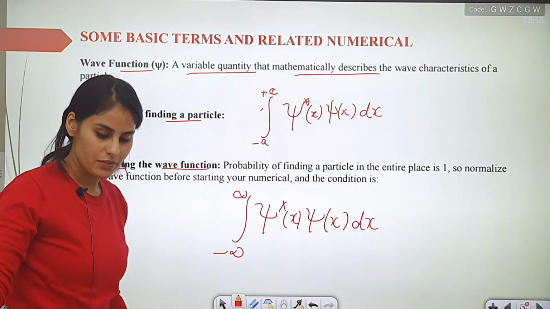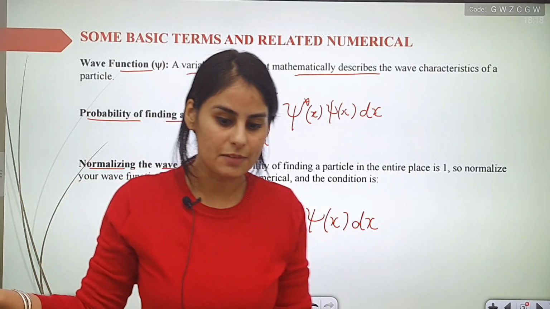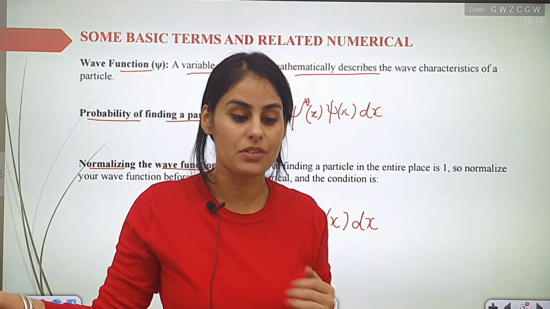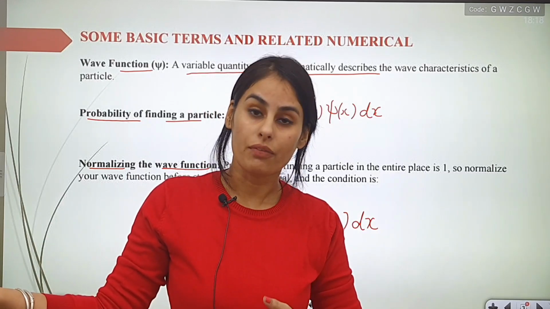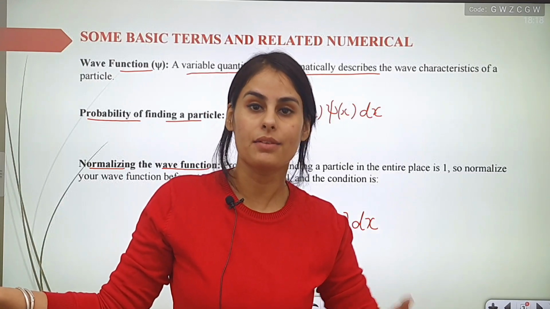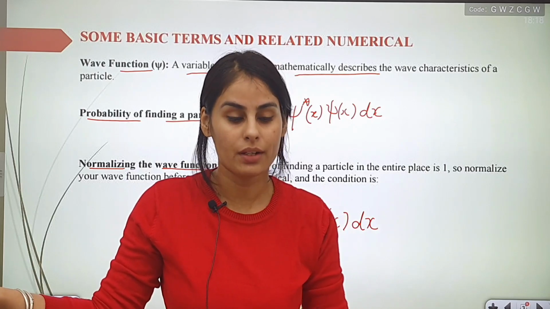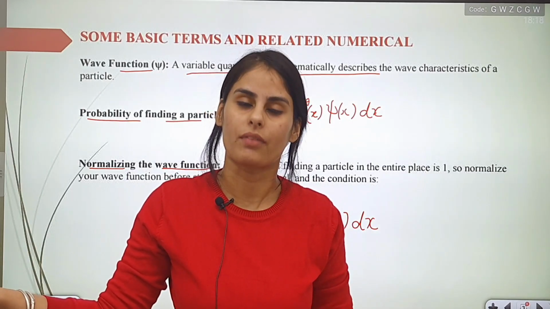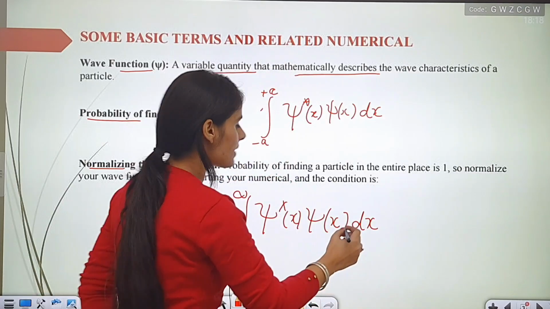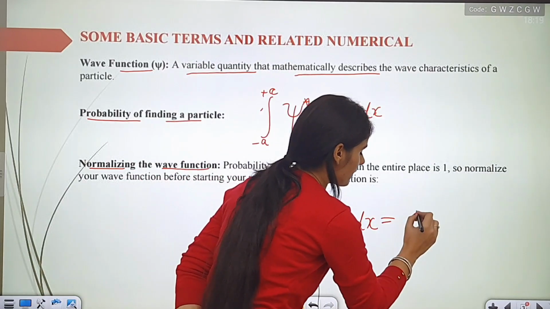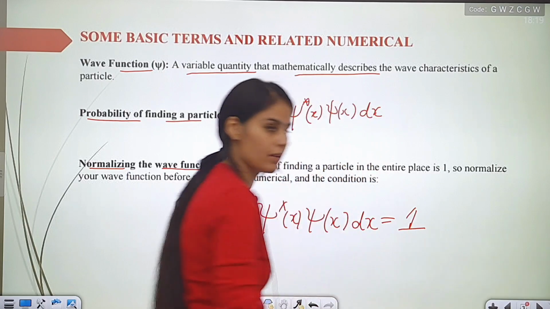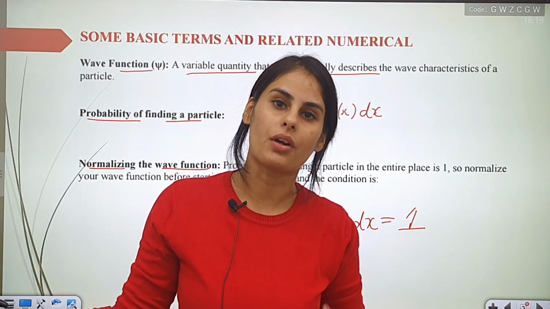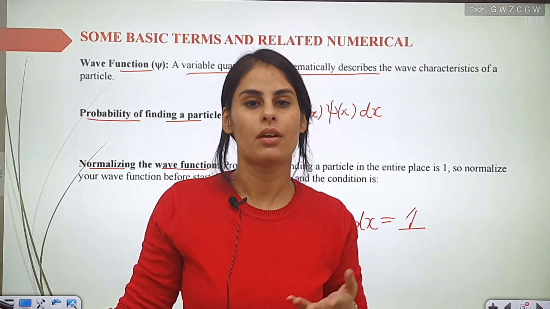If we are conducting an experiment and taking limits throughout the space, the total probability of finding that particle from -infinity to infinity will be 1, and this is the condition for normalization of the particle. So the integral of psi star x into psi x dx is equal to 1. This is what we are going to use in future in order to normalize a given wave function.